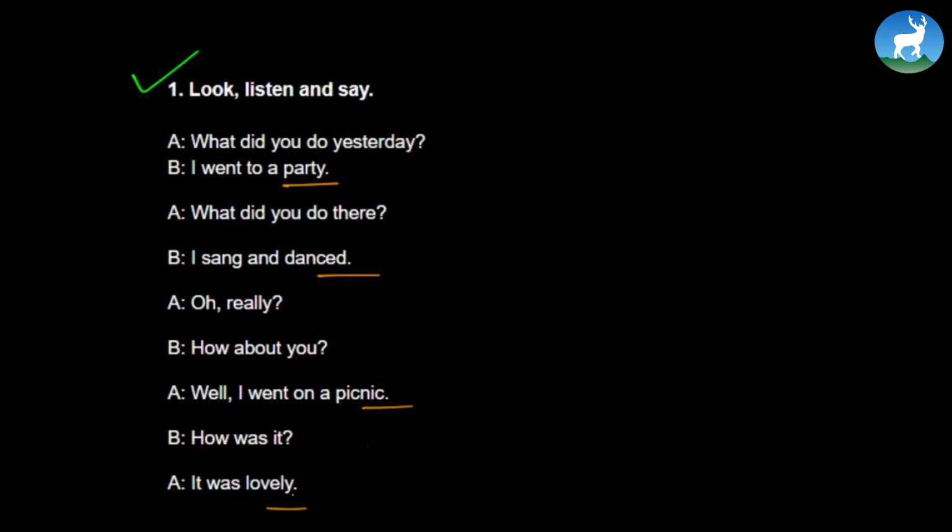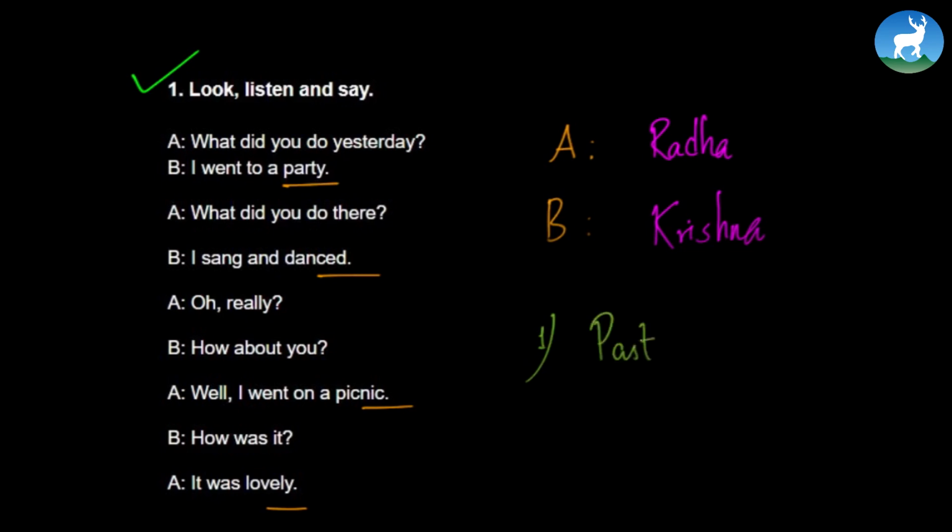So, this is the conversation that goes between two people, A and B. And these two people can be anyone, it can be your best friend, or someone you know, someone you like. So let's assume that A is Radha and B is Krishna. Religious, isn't it? All right, so they're just talking. They're talking about their past activities and the things they did. And more or less, they are also talking about their habits. So that's what's going on.